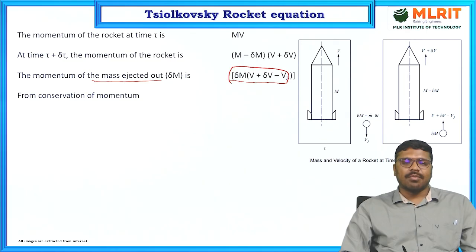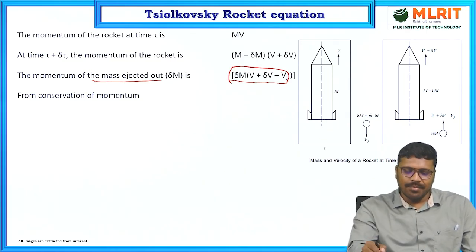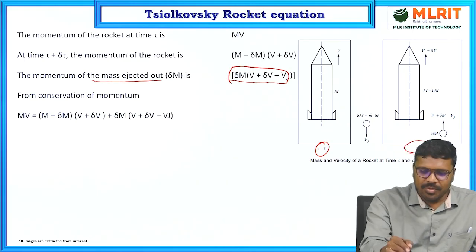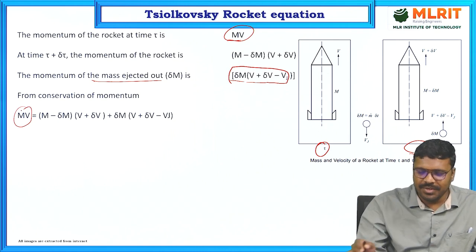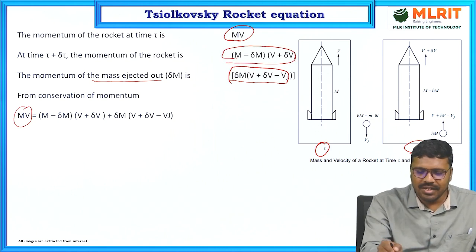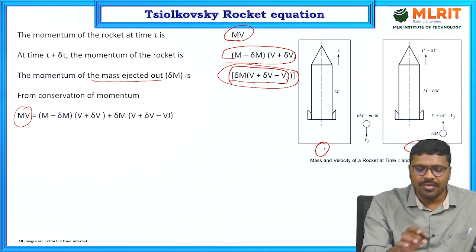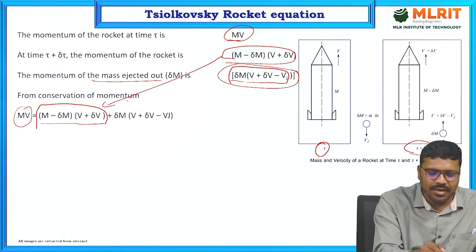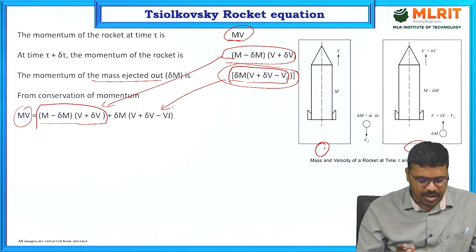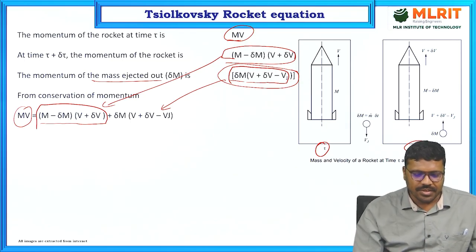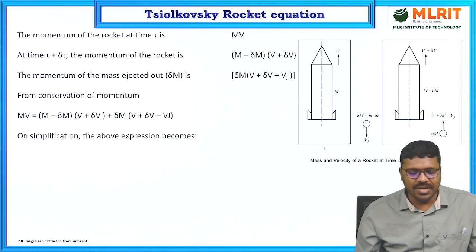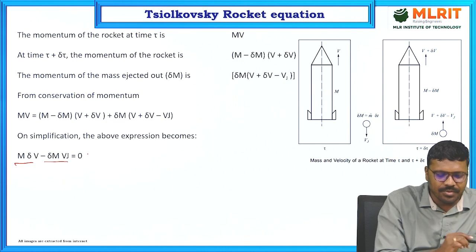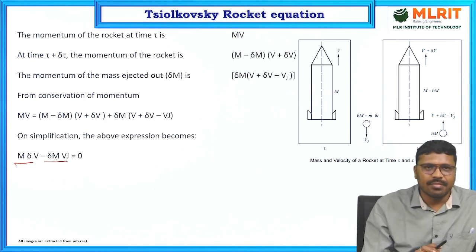Now I am going to apply the conservation of momentum at time t and at time t plus delta t. At time t the momentum is MV, written on the left side. At time t plus delta t, we have to consider the momentum of the rocket and also the momentum of the gases which are left behind by the rocket. Then it will be (M minus delta m) into (V plus delta V) plus the momentum of the gases. Now I want to simplify this equation. On simplification, I can write M into delta V minus delta m into Vj equal to 0.